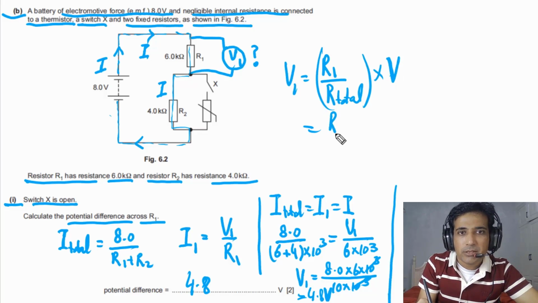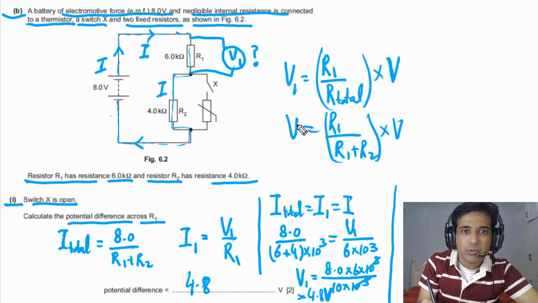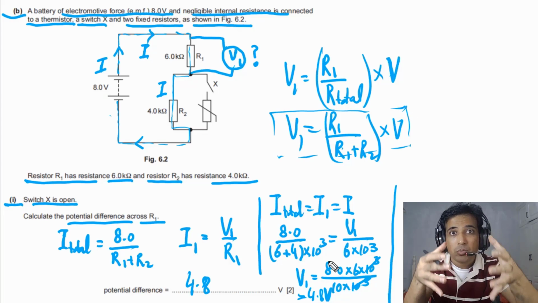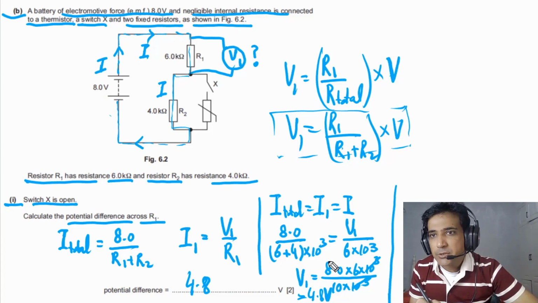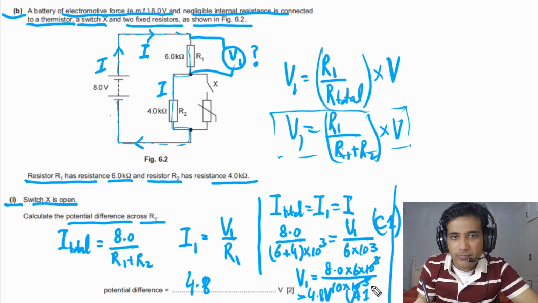Or you can say, in this case, this is R1 divided by R1 plus R2 multiplied by V. So this is how you can calculate V. I have explained in detail how we got this formula. This question has 2 marks. The first mark you will get if you have used this relationship, that is the C mark. And if you got the right answer, you will get the second mark, that is the answer mark.